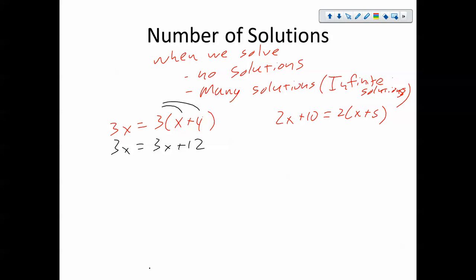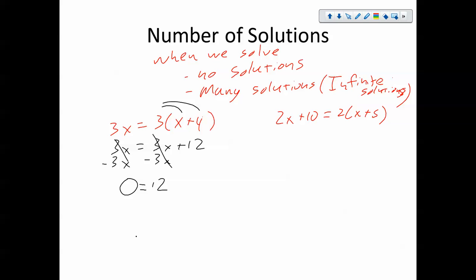Let's get all the variables on the same side. So I'm going to subtract 3x and subtract 3x. And wait a second. That's weird. Because that cancels out and becomes 0. And so the right hand is 12. But this cancels out also and becomes 0. And now I have a statement here that says 0 equals 12.